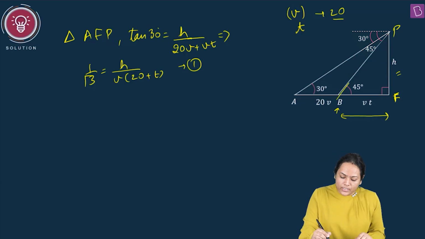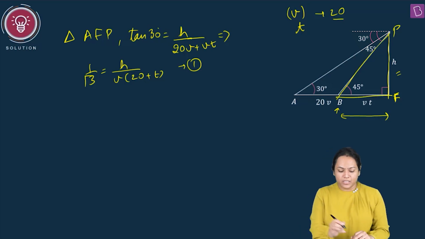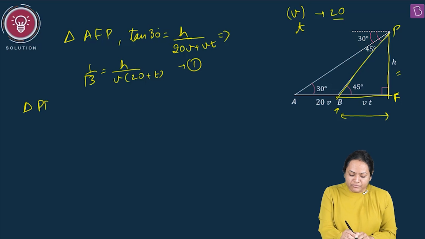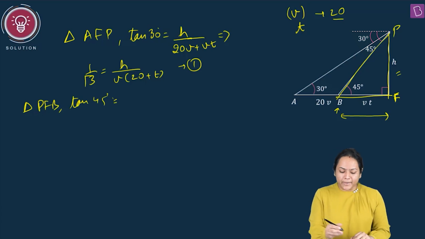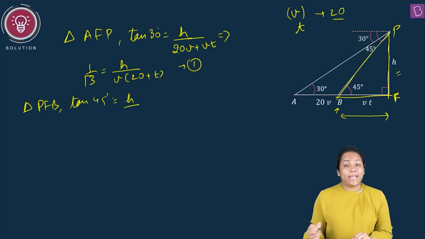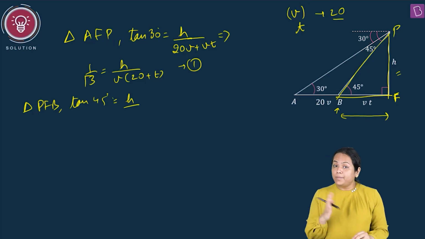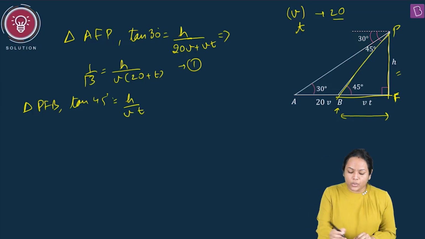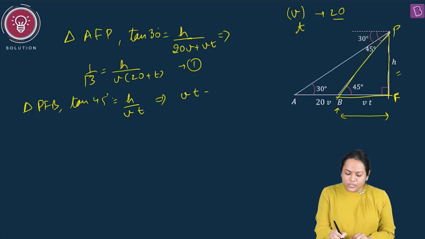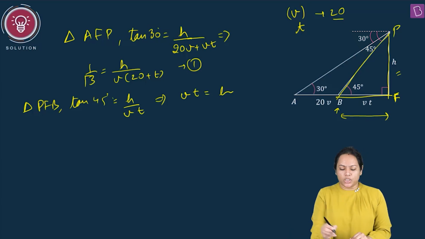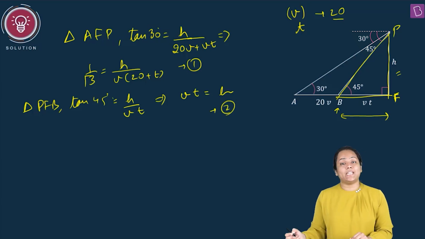Now we'll apply the same kind of conditions in triangle PFB. So in triangle PFB, again, if I apply tan 45 degrees, let's quickly see what we get. The perpendicular PF is equal to H, while the base BF is nothing but VT. And we know that tan 45 degrees is 1, that means V into T will be equal to H. Let me take this as my second equation.